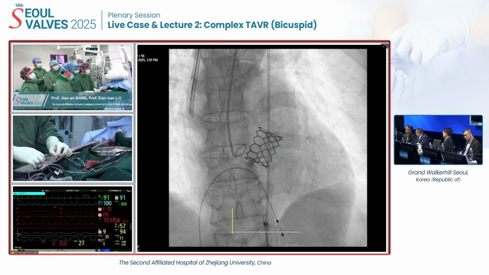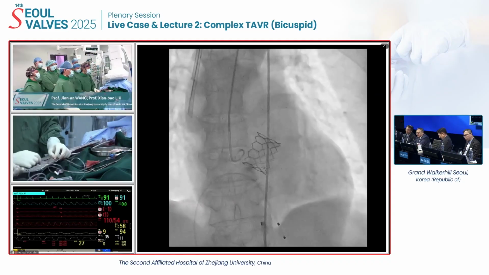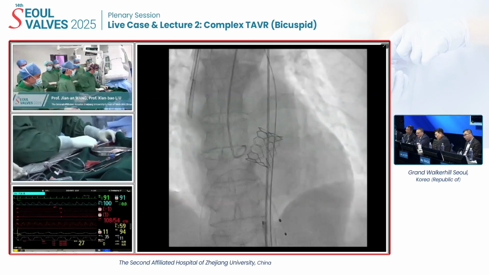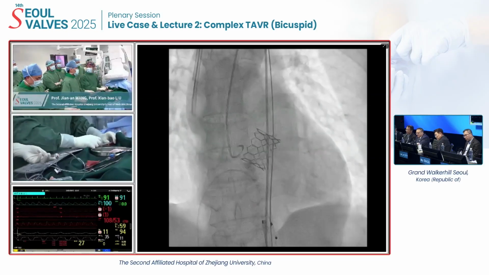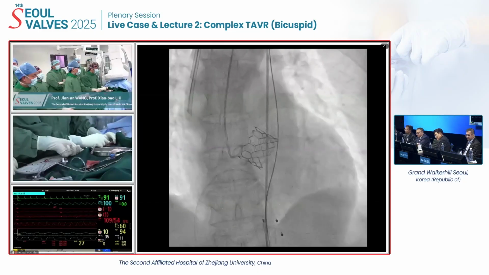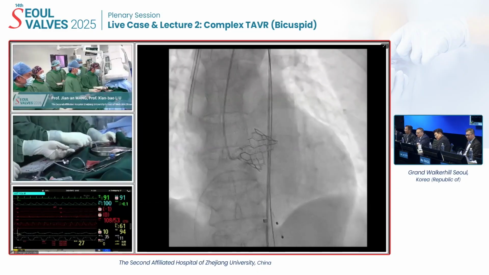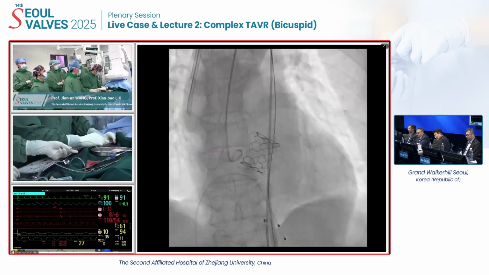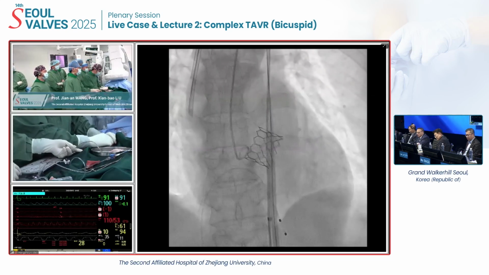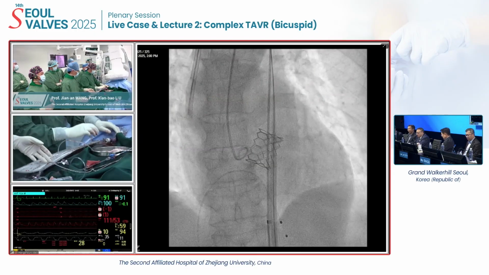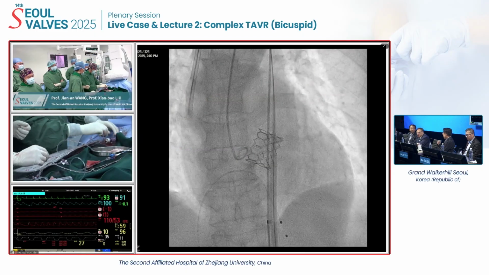How big is the sheath? What French sheath are you using now? This is the 18 French, non-expandable. 16 French. But is it an expandable sheath or a fixed sheath? It's expandable. 16 French expandable. Okay. We don't need the pullbacks.